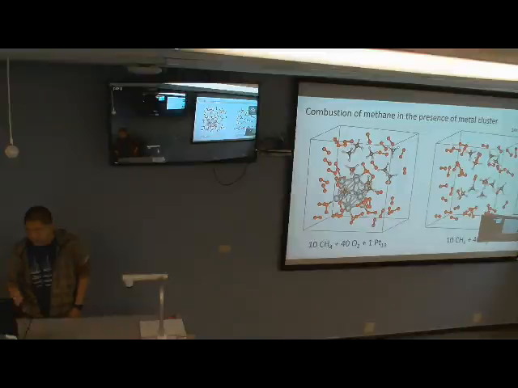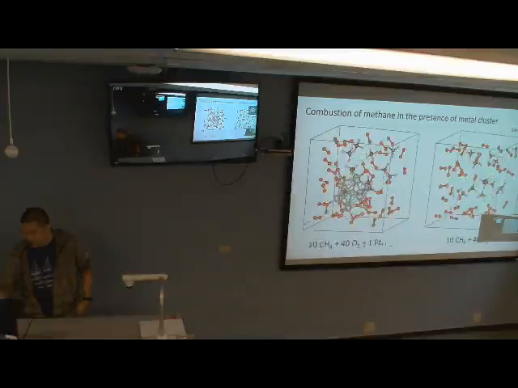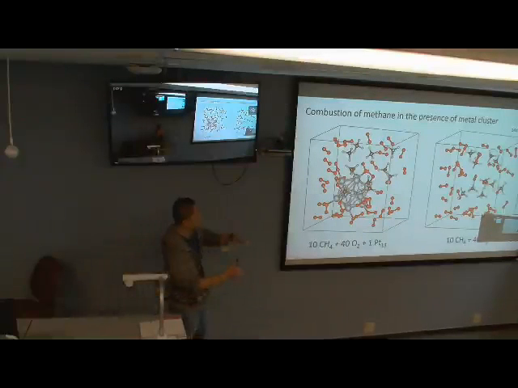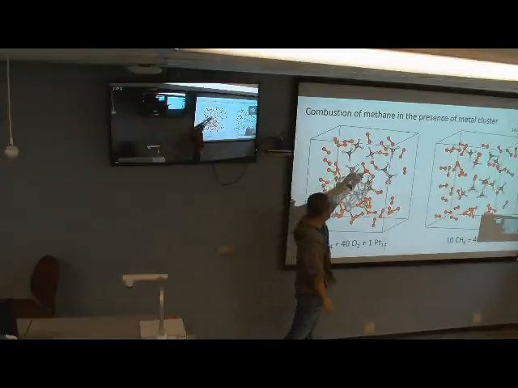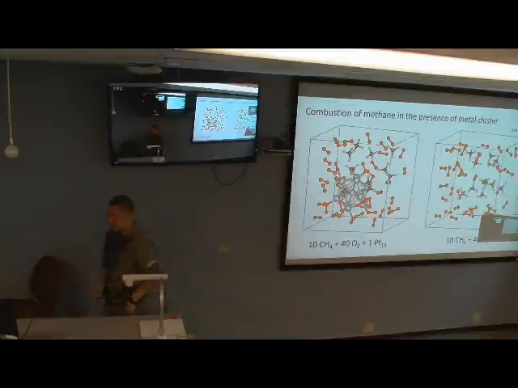And here is just different initial configurations, because previously the methane and oxygen were kind of evenly distributed in the space. But here I just artificially confine the methane in this region. So I expect there will be some polymerization reactions.